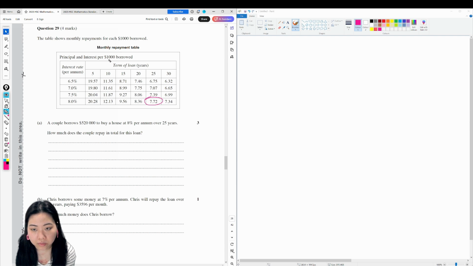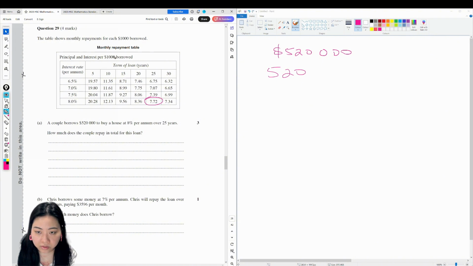They borrow, okay, hang on. Monthly repayments for each $1,000. Okay, if they borrow, they have to pay $7.72 every month for 25 years to pay it off. They're borrowing $520,000, which is 520 times the $1,000. That means they have to pay 520 times this $7.72.